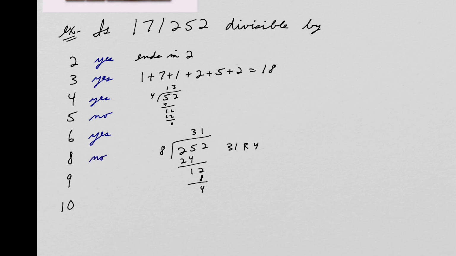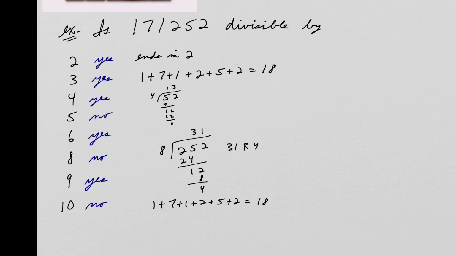So this is no. Is it divisible by 9? Well, remember, 9 deals with the sum of the digits again, right? And we already found that earlier. If I add up all these digits, I got 18. And 18 actually is divisible by 9, right? 9 goes in 18 exactly 2 times. So that original number, the whole number, is divisible by 9. That's yes. And then is it divisible by 10? Well, we only have to check the last digit, right? It has to be a 0. It's not, it's a 2. So this is going to be no.